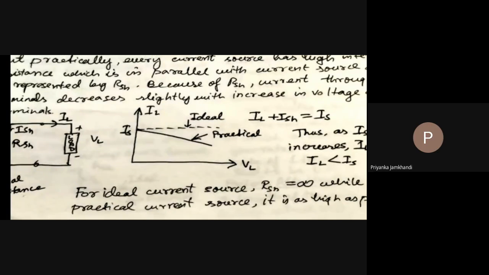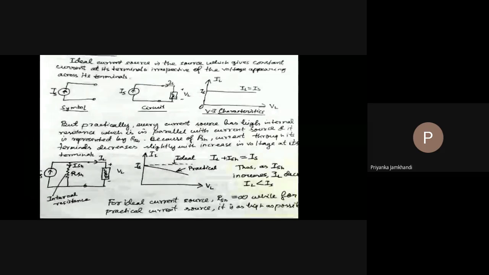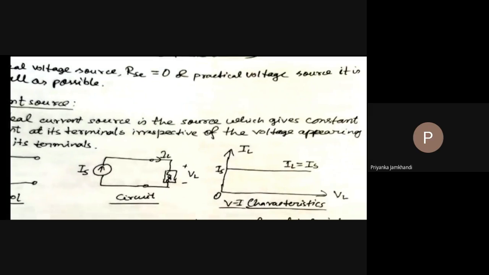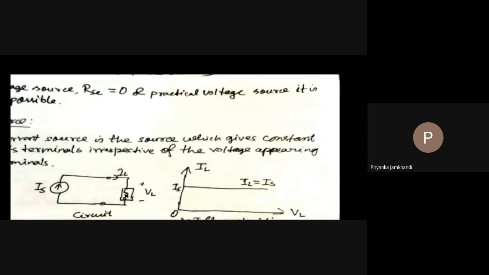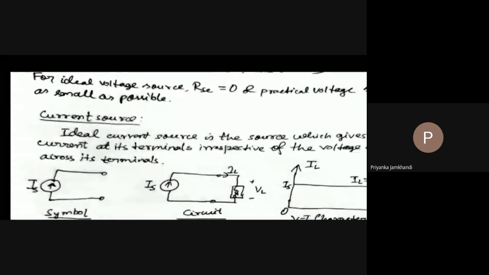Because of the resistance RSH, the current through its terminal decreases slightly with the increase in voltage at its terminal. Just note these two things: for an ideal voltage source, RSE is equal to zero, and for a practical voltage source, it is as small as possible.